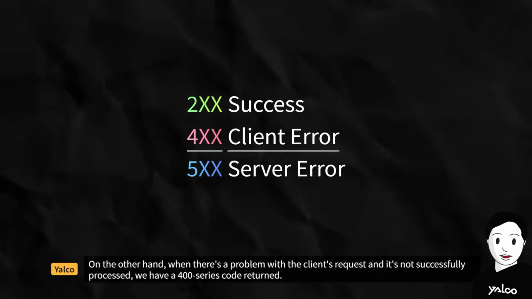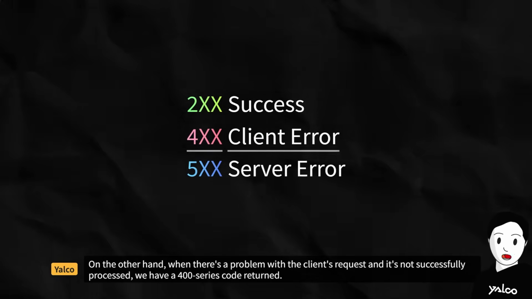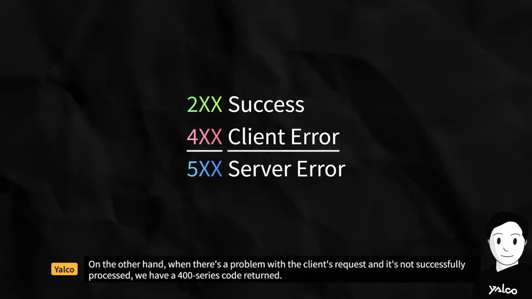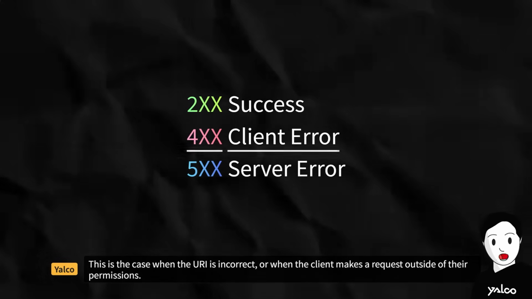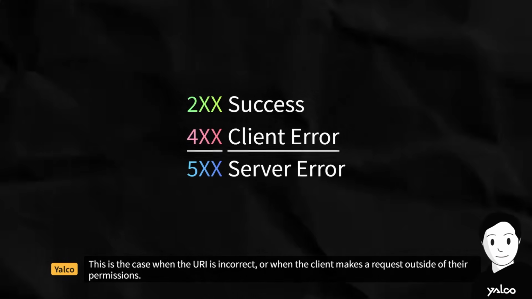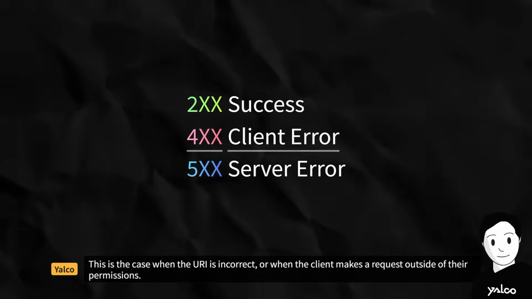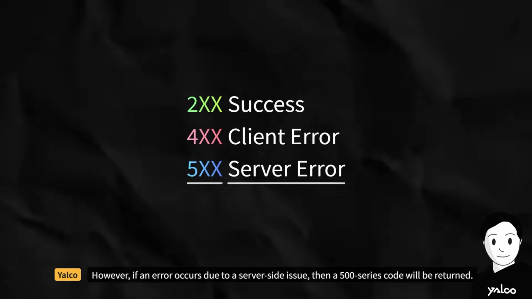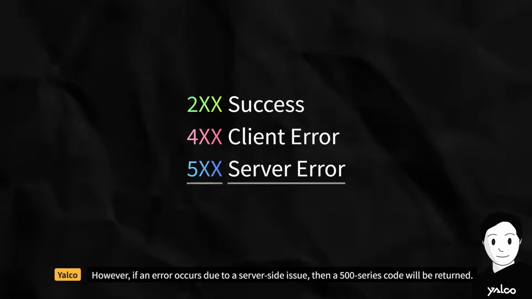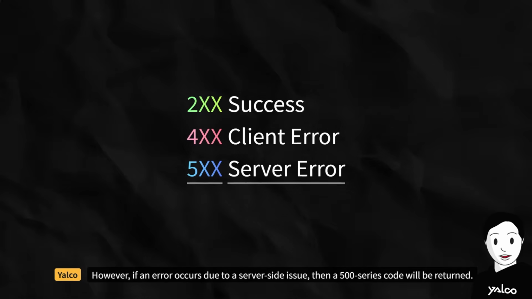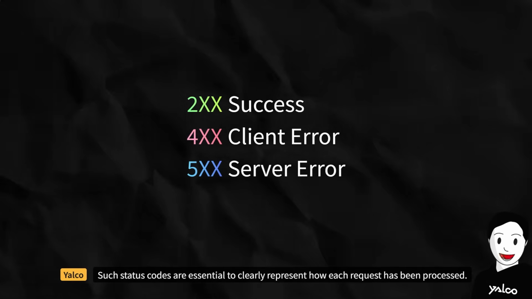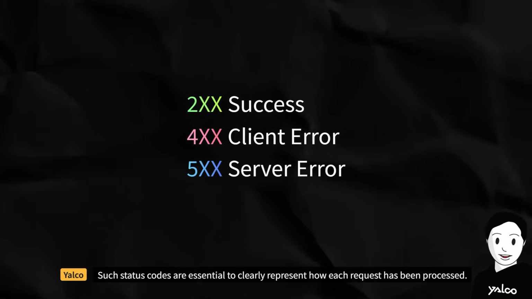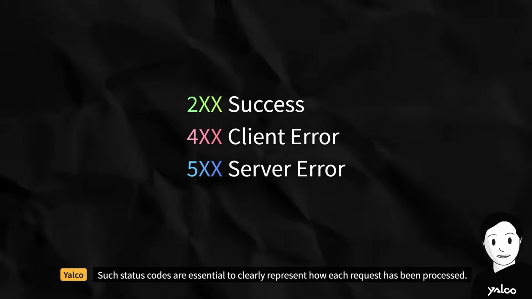On the other hand, when there's a problem with the client's request and it's not successfully processed, we have a 400 series code returned. This is the case when the URI is incorrect, or when the client makes a request outside of their permissions. However, if an error occurs due to a server-side issue, then a 500 series code will be returned. Such status codes are essential to clearly represent how each request has been processed.